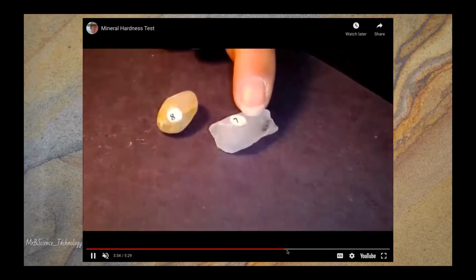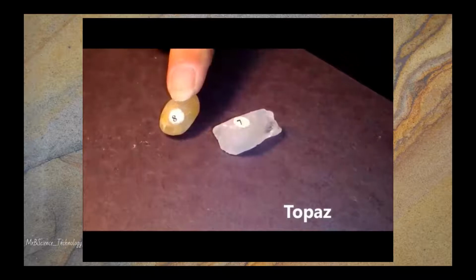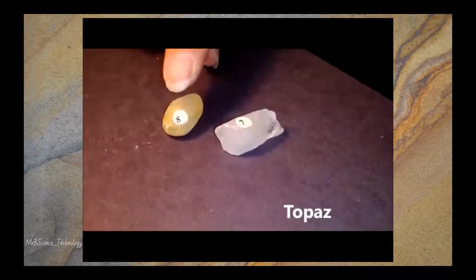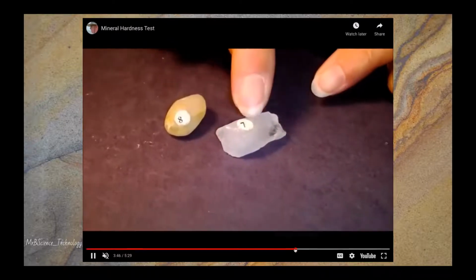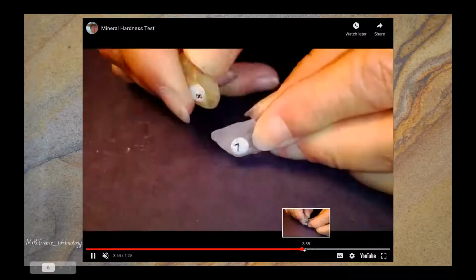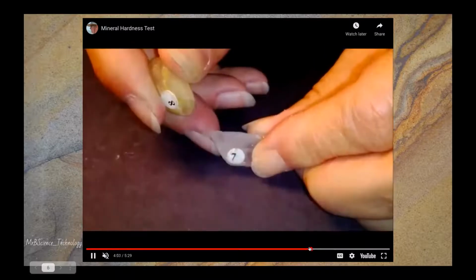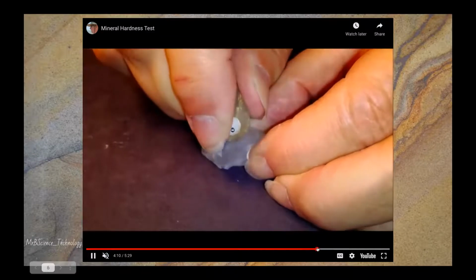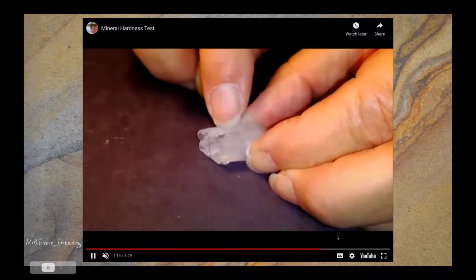All right, next we have topaz. And so the topaz is able to scratch the quartz, but it's a little difficult because the shape of that topaz is kind of a rounded edge. So I'm going to go a little further, but trust me on it that the topaz is harder. Eventually she gets it, but it takes a little minute. Okay. And there she goes. All right.